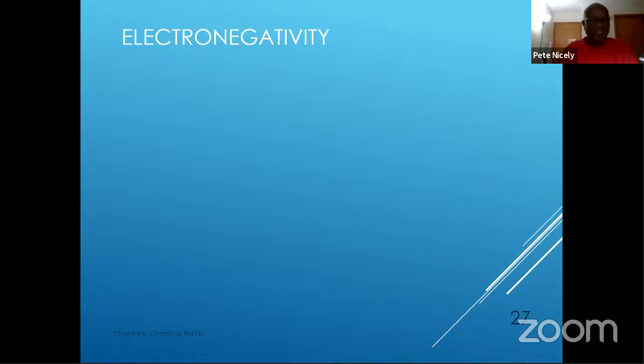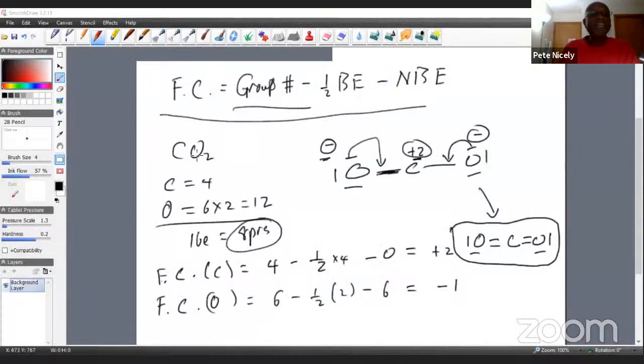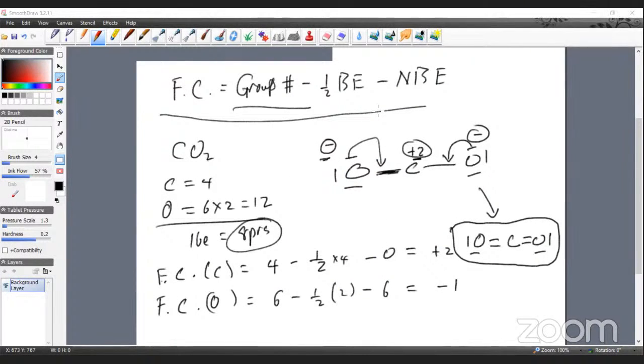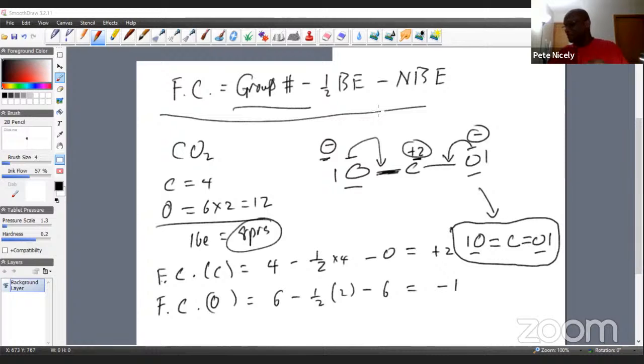Now, let me get out of this here and go to some other, oops, screen sharing has stopped. So I need to do this again. Let me go to here. Okay, so can you see the screen? Yes. Okay, good. So I went over this earlier, but since nobody was here, I'm going to repeat this again.